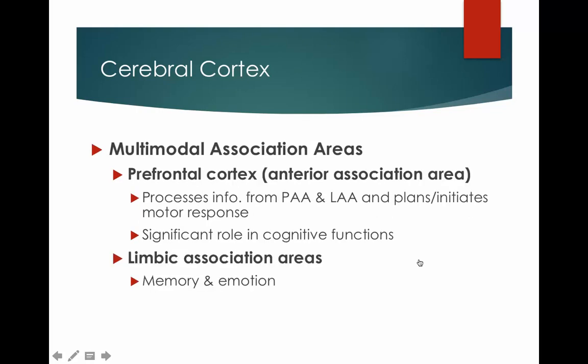Then we have our prefrontal cortex, also known as our anterior association area. It's going to process information from the two other multimodal association areas, the posterior association area and the limbic association area, and it's going to use that information to help plan and initiate some motor responses. It will then share that with the premotor cortex, who will then talk with other areas within the brain before getting that information to the primary motor cortex.